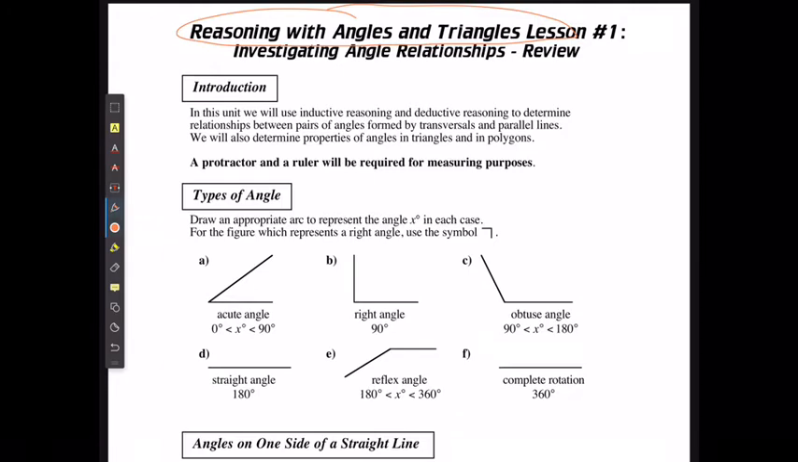In this unit, we're going to use inductive reasoning and deductive reasoning to determine the relationships between pairs of angles formed by transversals and parallel lines, and we're also going to determine the properties of angles in triangles and in polygons, so two-dimensional shapes.